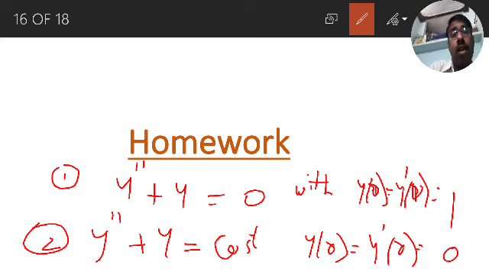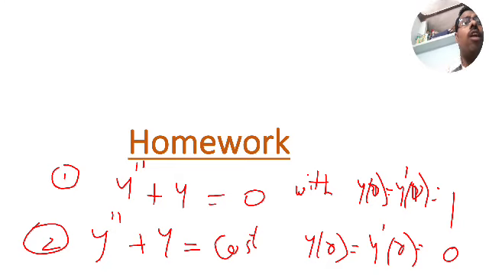I forgot to make a slide, I just wrote it here. If you are unable to see it clearly, I will read it for you. The first problem: y double dash plus y equal to 0, with y of 0 and y dash of 0 equal to 1. This is homogeneous, since the right hand side is 0. The second problem is non-homogeneous: y double dash plus y is equal to cos t, with y of 0 and y dash of 0 equal to 0. So these are two homework problems, homogeneous and non-homogeneous.